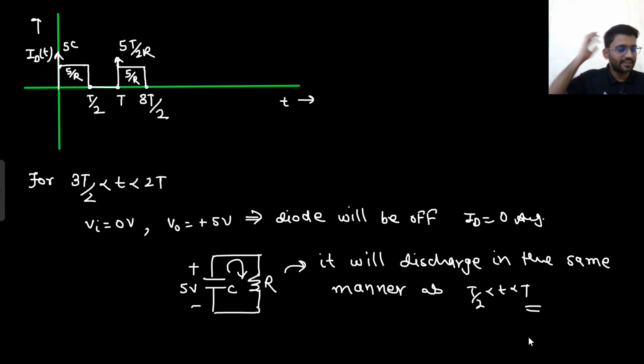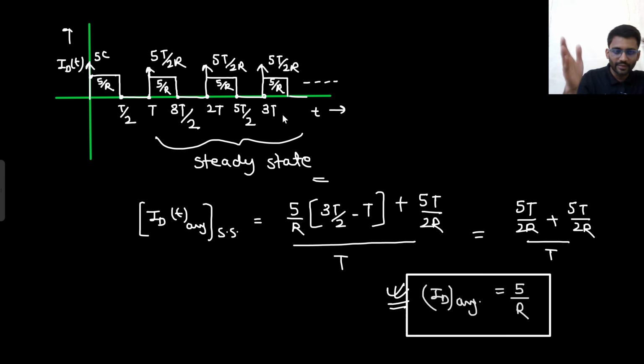By that we got to know that this same waveform is being repeated. So we can draw the final waveform now. This will be the final waveform. Then we can find the average. The average will be the area of one time period.